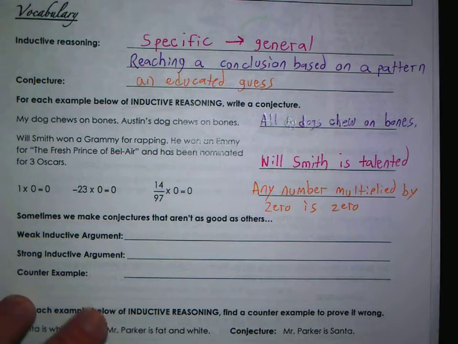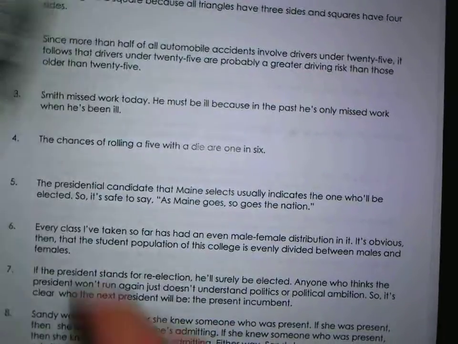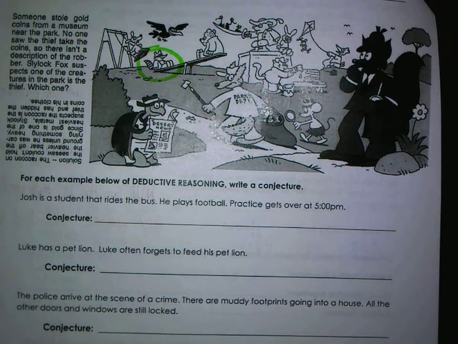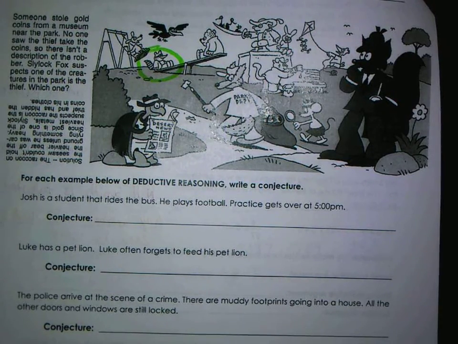Now, deductive is when you go from more general things to something very specific. So Josh rides the bus. Okay. He plays football. Practice gets over at 5. So those are all, it's not a very good example. You're going from, these are more specific things, but now we need to go to something even more specific.